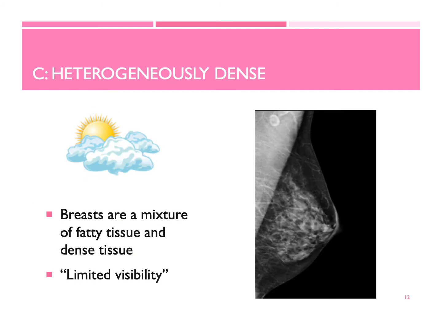The third category is heterogeneously dense, which is a mixture of fatty and dense tissue. This has limited visibility, which is represented by the increase of clouds in our graphic, and you can see on the right here, the mammogram has even more of the white coloring.